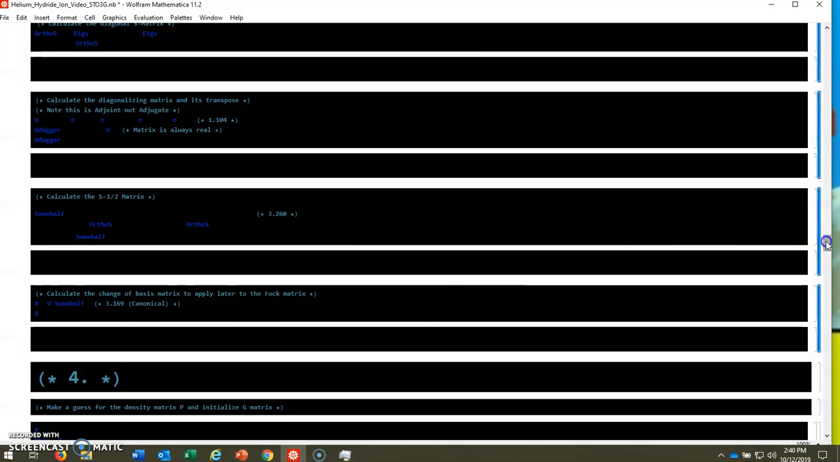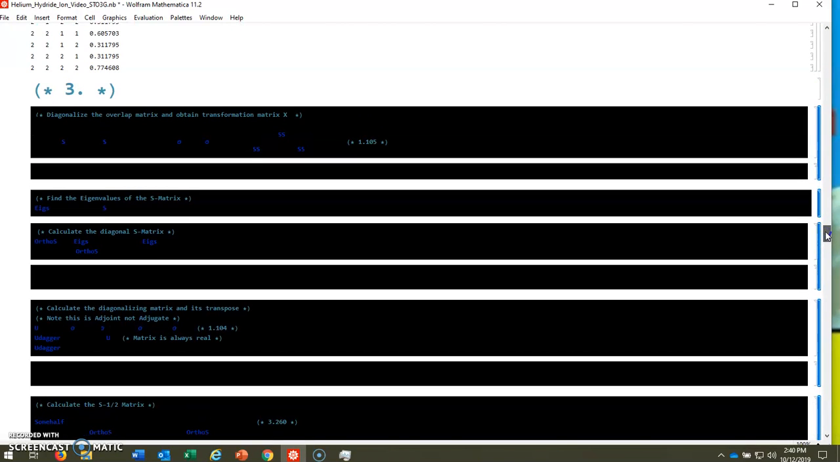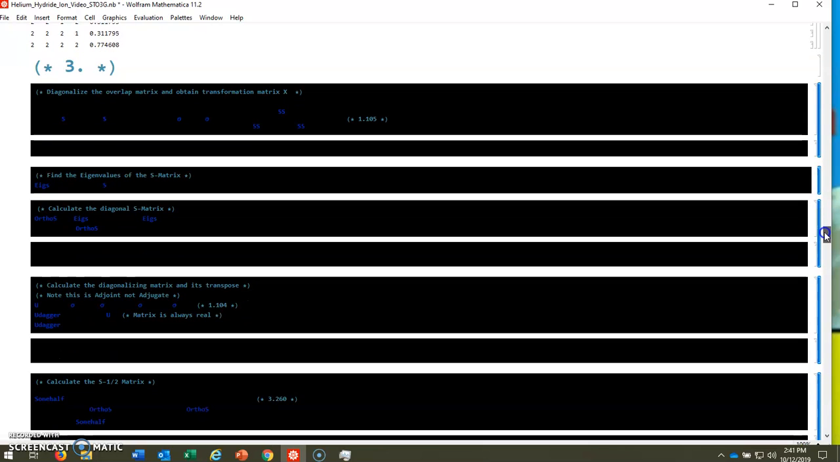We're ready here to begin step 3 in the 12-step method. We're moving right along here. Again, this is off of page 146 of Szabo and Ostlund. We completed step 1, which was reading in the data and preparing the Gaussian approximations to the Slater functions. And step 2 we've completed, which was calculating all the 1-electron and 2-electron integrals. So we are ready to move on.